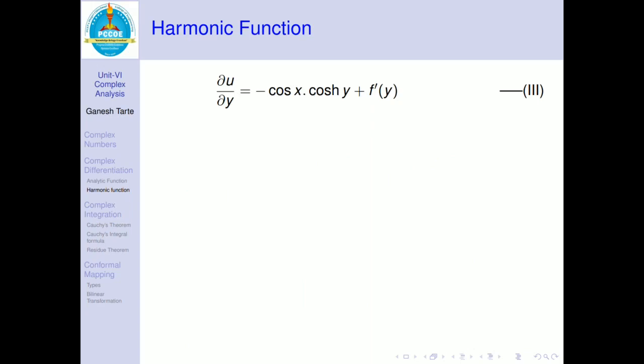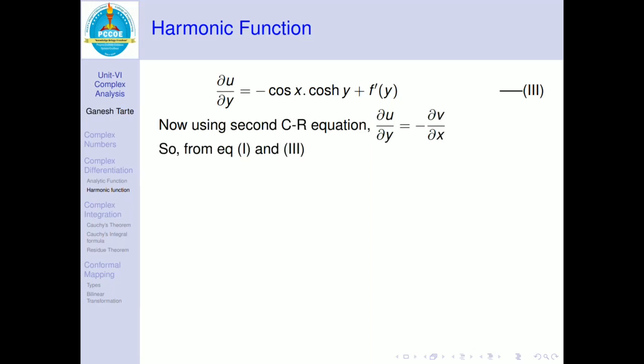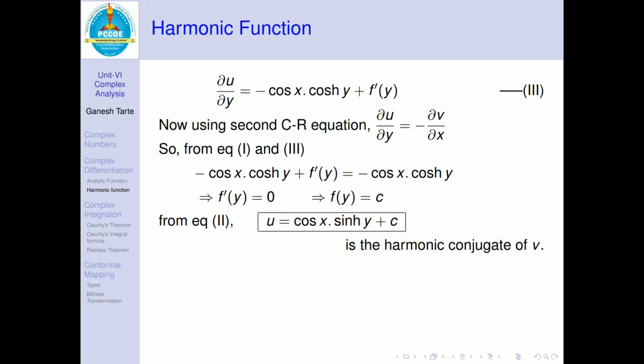Again comparing this 3 with 1 according to the second CR equation, u with respect to y is minus v with respect to x, and therefore we get minus cos x cos hyperbolic y plus f dash of y is equal to minus cos x cos hyperbolic y. On both sides the same functions are there, so they get cancelled, and therefore f dash of y is 0. On integrating, f of y is simply a constant. Substituting this value in u, we get u is equal to minus cos x sin hyperbolic y plus c, which is the required harmonic conjugate of v.